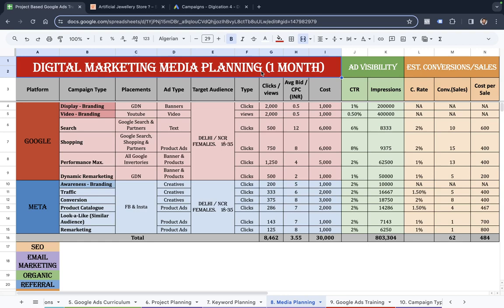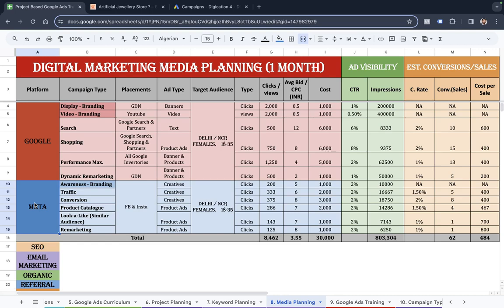Advertisement is not about generating profits starting from the very first month. When you are thinking about running ads over Google and Meta, you will be spending a lot of money on these platforms. These platforms are very, very expensive. They will not help you to generate profits in the very first month.